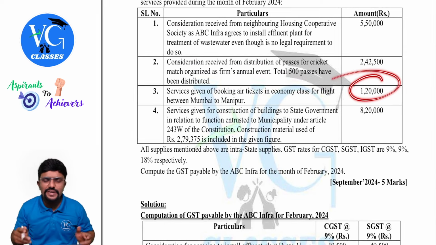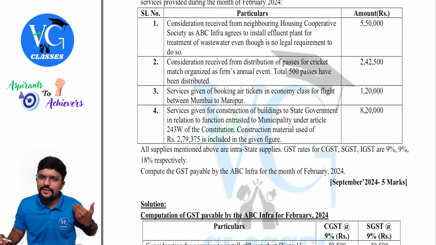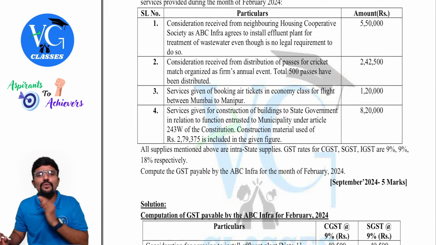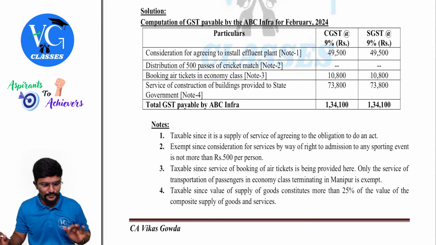Assume the entire 1,20,000 is a commission, and you can give a note for that also. Assuming entire 1,20,000 is commission or service fee or conveyance fee, guys. You can just mention that also.